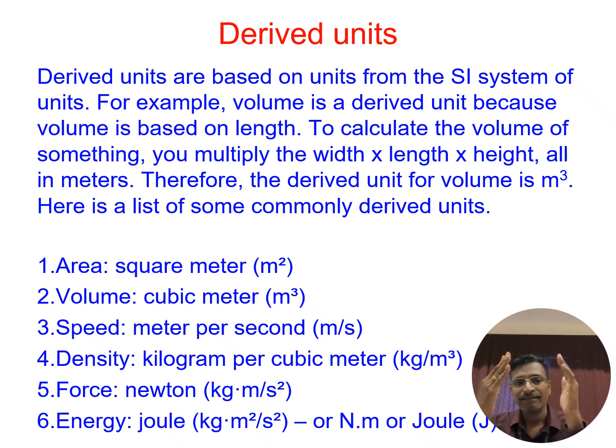Similarly area, length and width. Okay, so meter square. If you think about a square, length and width are multiplied. Length is expressed in meter, width is expressed in meter, so that is meter square. So for area, meter square; volume, meter cube; and speed, meter per second. Density, kilogram per meter cube.